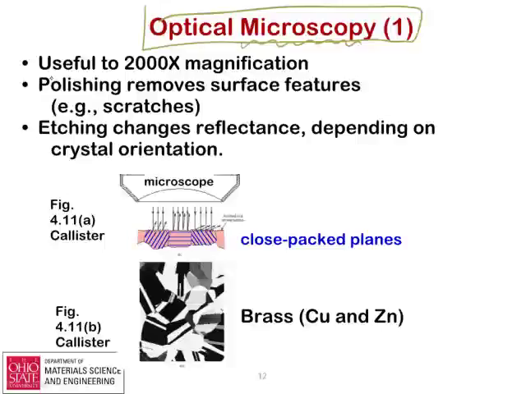Optical microscopy, because of the wavelength of light, is on the order of a couple microns, a couple thousandths of a millimeter, a couple millionths of a meter. You don't get resolution beyond about 2000 magnification, meaning that there's a resolution limit of about 1 micron or so, about as far as you can go, 1 times 10 to the minus 6 meters.